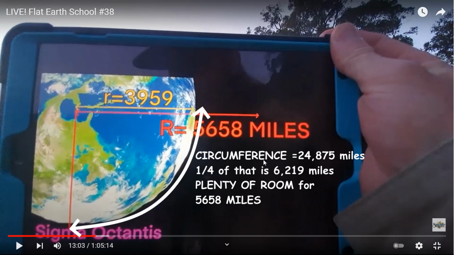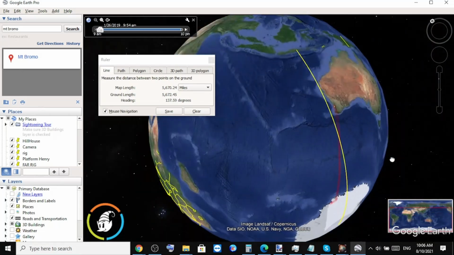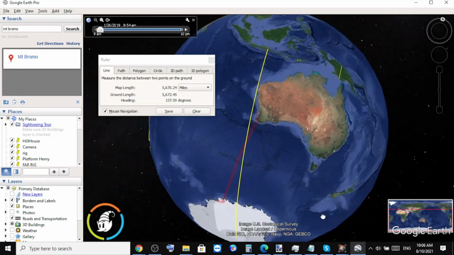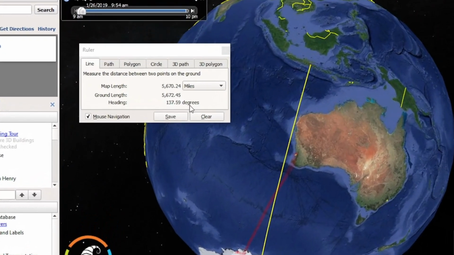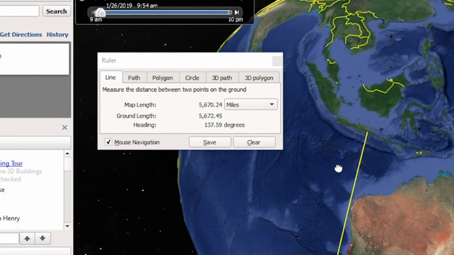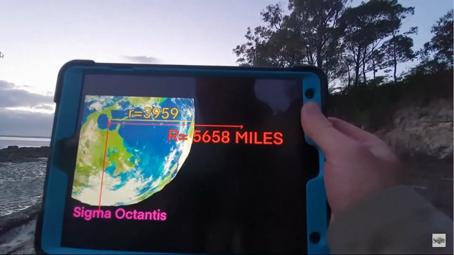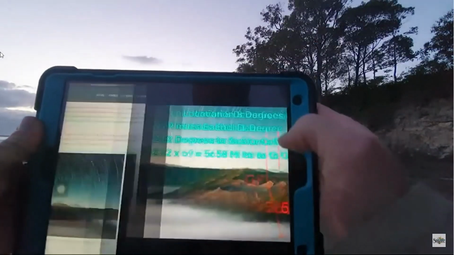So what does Google Earth, the map which shows curvature, say about the distance from Mount Bromo to the South Pole, the GP of the SCP? Oh, 5,670 miles. Close enough for this little black duck. Seems you correctly calculated 5,658 miles, and that fits along the Great Circle Line from Mount Bromo to the South Pole. They're all saying, this photo, Mitchell, what are you doing?